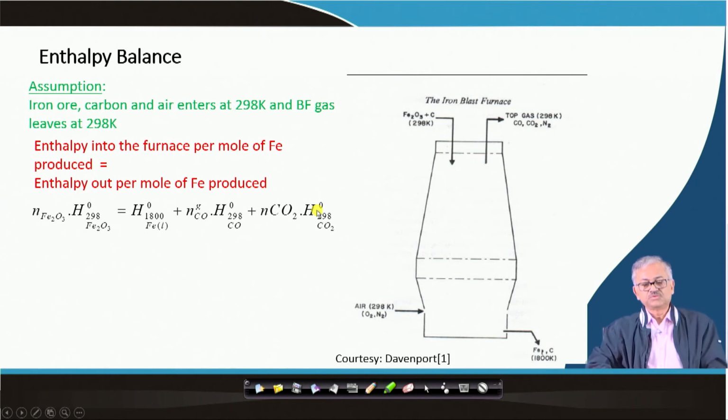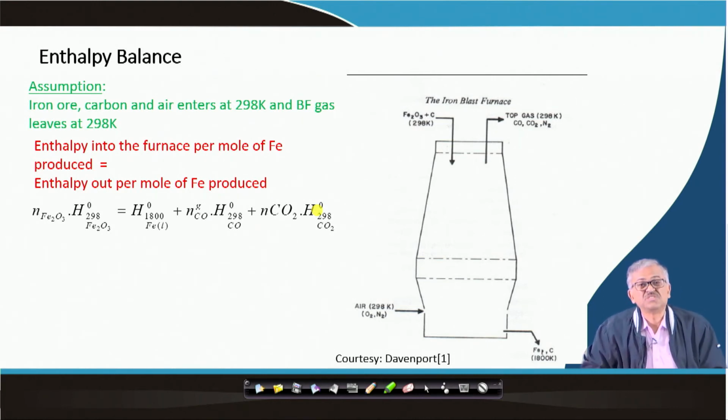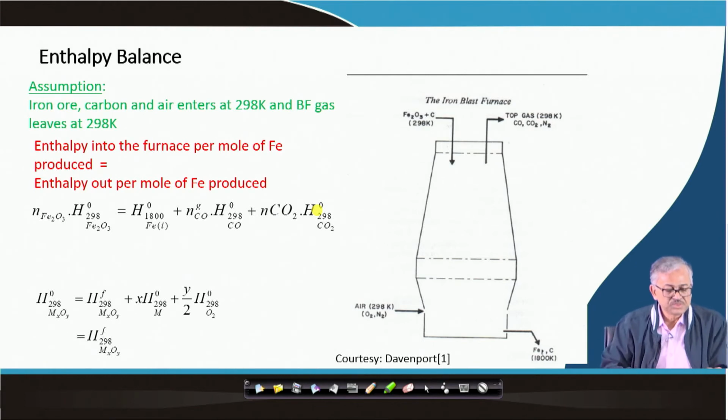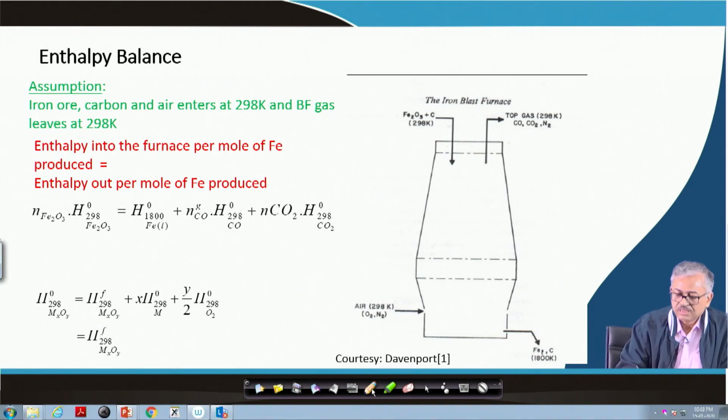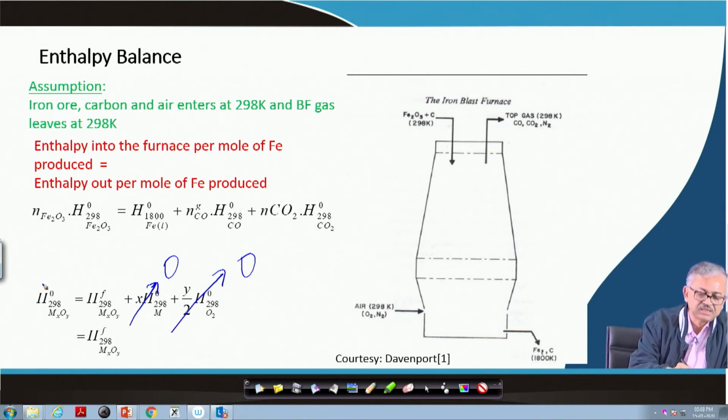the moles of CO2 times the standard enthalpy of CO2, because heats of formation are involved here for both CO and CO2. Now basically what you can do, because the standard enthalpy of any oxide MxOy you can write like this: heat of formation of MxOy plus standard enthalpy of M as well as standard enthalpy of oxygen. But at 298 all elemental enthalpies are 0. So, this is 0 and this is also 0. So, the standard enthalpy of any oxide at 298 is basically the heat of formation of that oxide at 298.